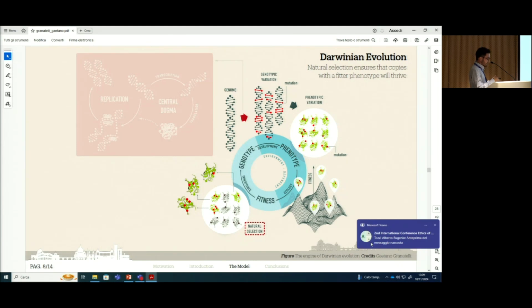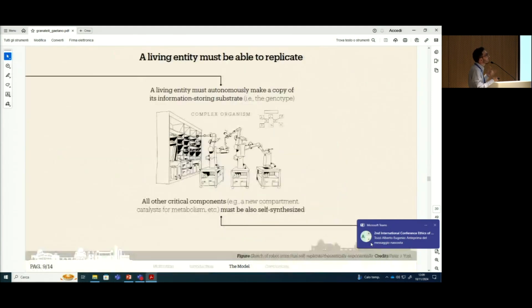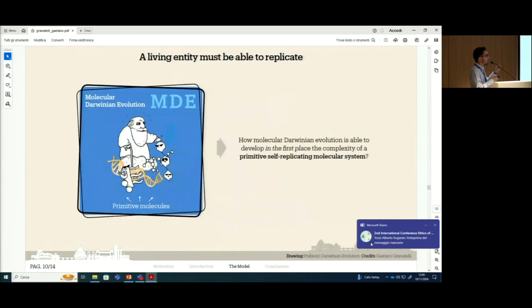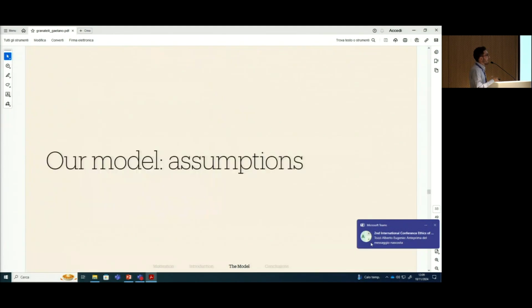And now from this picture, it's quite clear that a living entity must be able to replicate. So it must autonomously make a copy of its information storing substrate, and of course also ensure that all other critical components are also self-synthesized. However, what is still unsure and unclear is how this process works at the most primitive level. That means how molecular Darwinian evolution is able to develop in the first place the complexity of some primitive self-replicating molecular system. For example, our model assumes the self-replication ability.